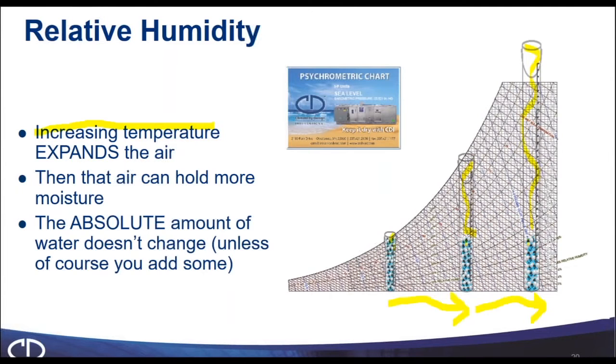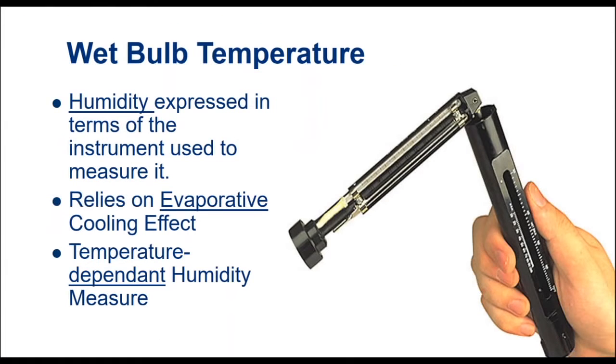Wet bulb temperature, what is it? Well, now we're starting to talk about measuring moisture or humidity, and this is going to be expressed in terms of the instrument that was used to measure it. This instrument, the sling psychrometer, relies on the evaporative cooling effect. It is a temperature-dependent humidity measurement. So the device that is used to measure wet bulb is the sling psychrometer.